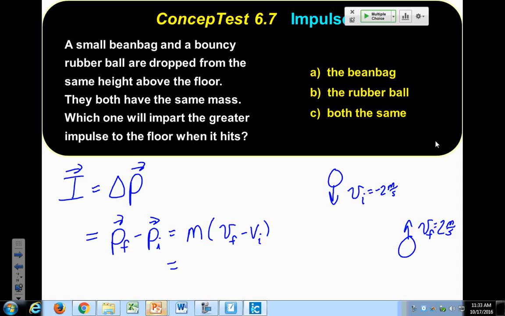And so my change in speed is going to be 2 meters per second minus negative 2 meters per second. So I'm going to have a change in speed of 4 meters per second total because it changes direction.